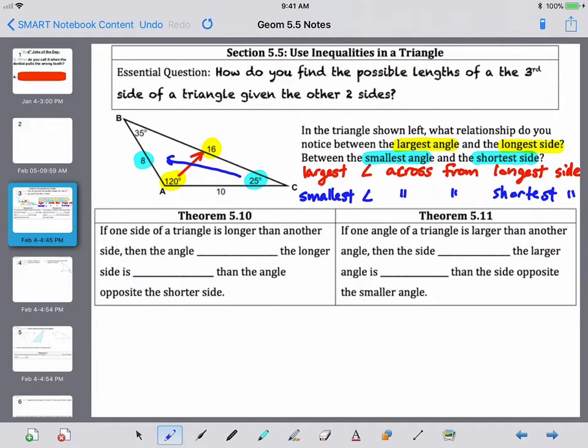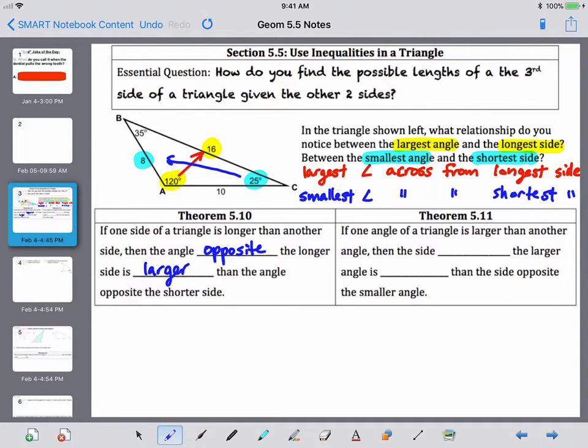side. Alright, and that actually brings us to our first two theorems. It turns out that if one side of a triangle is longer than another side, then the angle opposite the longer side is greater than, or larger than, the angle opposite the shorter side.